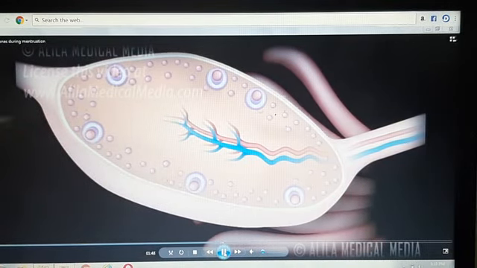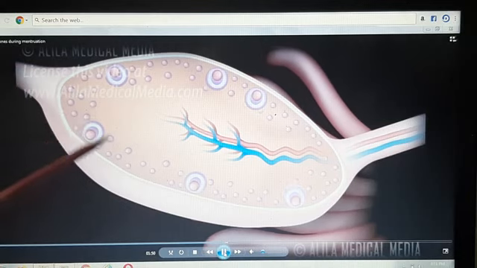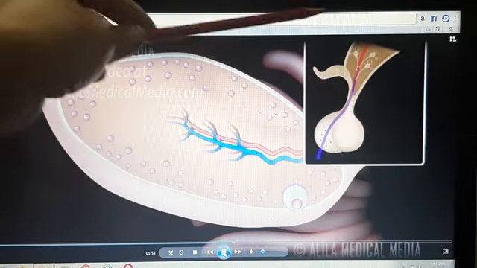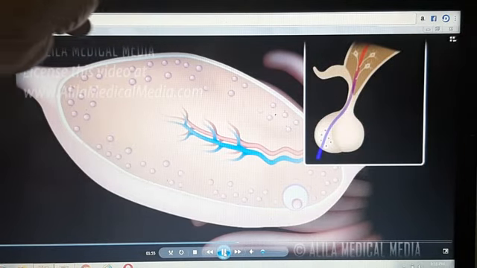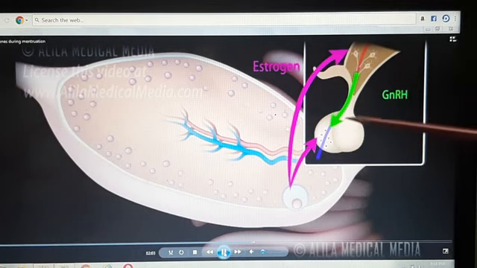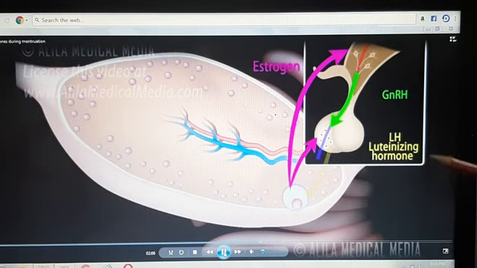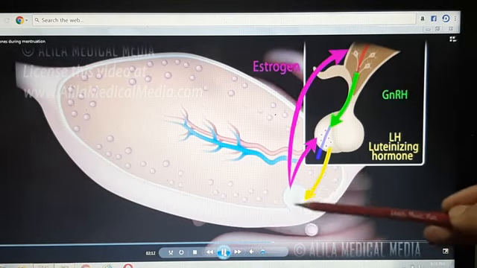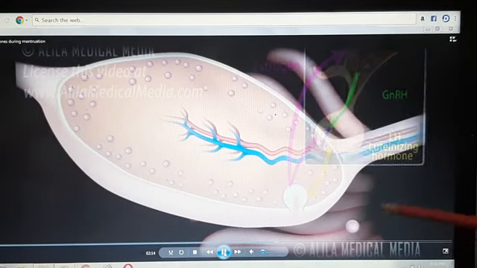As the egg starts maturing and the estrogen is continuously being secreted, the hypothalamus again incites the pituitary gland to secrete. The gonadotropin is secreted by the hypothalamus, and the pituitary gland now will secrete another hormone called the luteinizing hormone, or like a breaking or bursting hormone, which is poured into the blood, and it will make the follicle burst and release the mature egg.